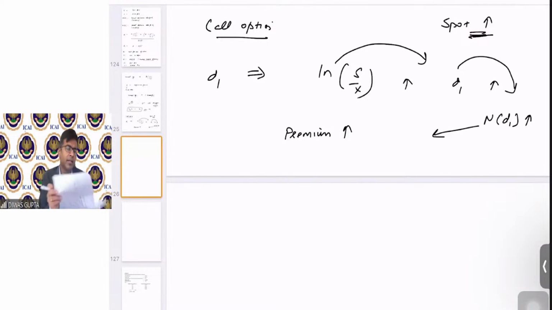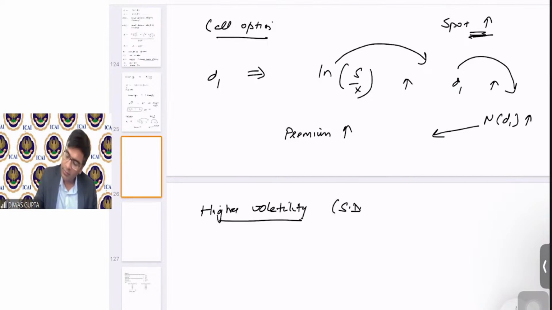Okay. Similarly, if the volatility increases, which is the standard deviation, what will happen? Generally, if the volatility is higher, you will charge a higher premium because you will never know what is going to happen. Correct. So let's prove that if V increases, this will increase R plus V square divided by 2.